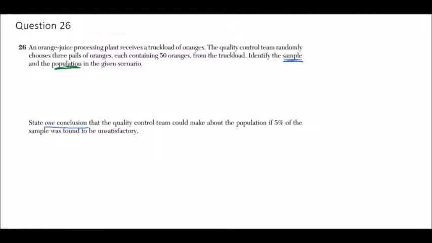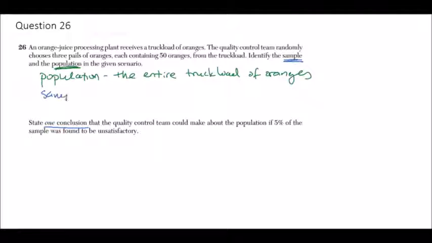The population, as the name might indicate, is the entire thing. So that would be the entire truckload of oranges. The sample is what they are testing. So the sample, we've drawn something at random. That would be the 3 pails of oranges. So that would be the 3 pails of 50 chosen.